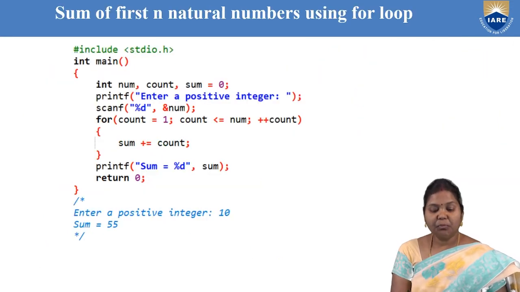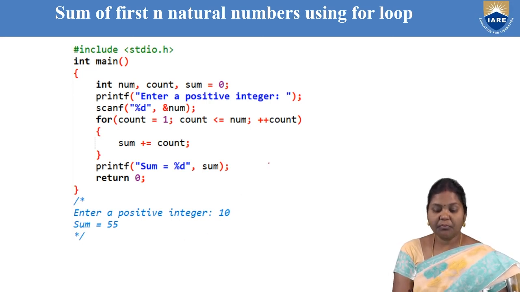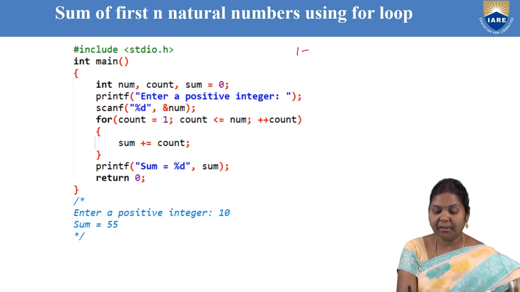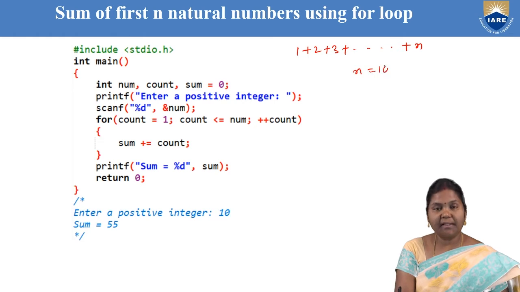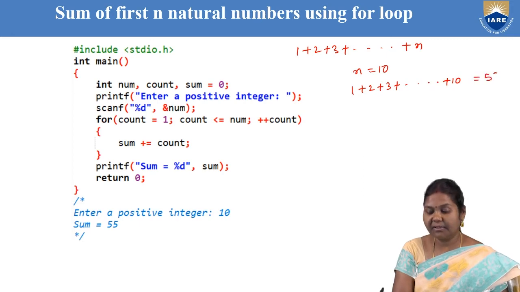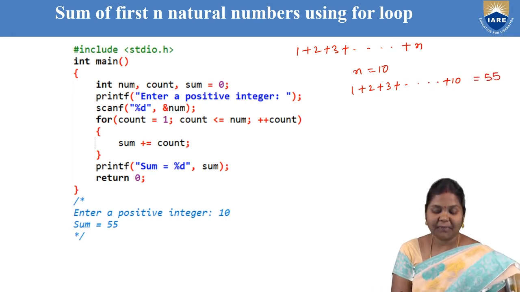Now suppose we want to find the sum of the first n natural numbers using a for loop, which is nothing but 1 plus 2 plus 3 and so on up to n. Suppose n is equal to 10. So 1 plus 2 plus 3 up to 10, the sum is 55, and you have to get that. So how to do it using the for loop?